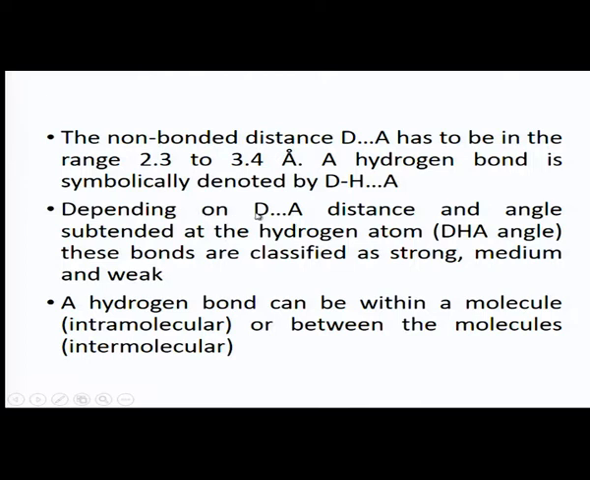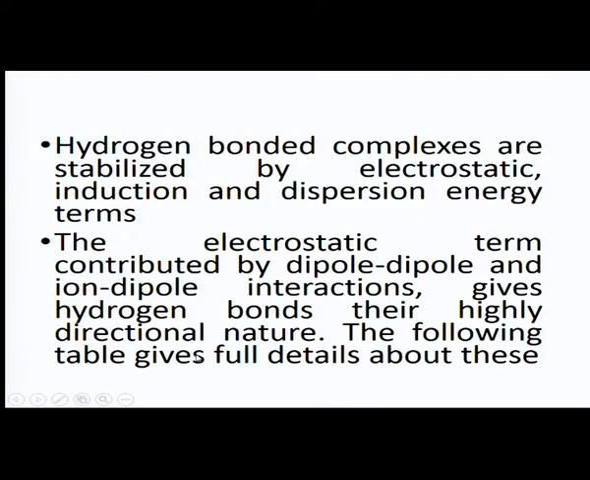Depending on the D-A distance and the angle subtended at the hydrogen atom, that is called the D-H-A angle, these bonds are classified as strong, medium and weak. We will see the table in the next projection. A hydrogen bond can be within a molecule, if so we call it intramolecular, or between the molecules, which we call intermolecular.